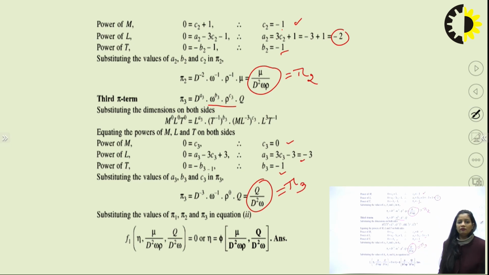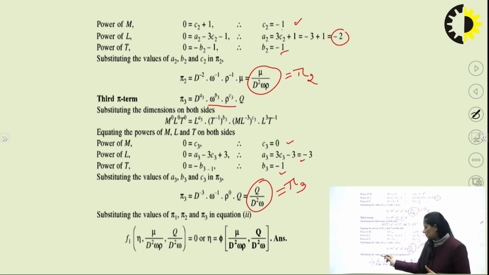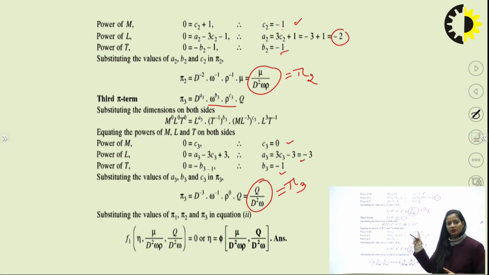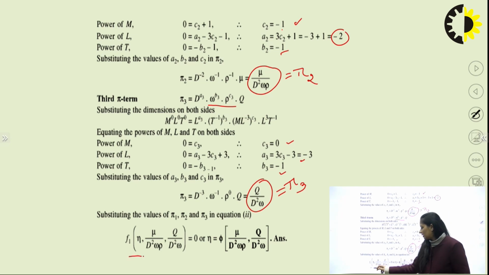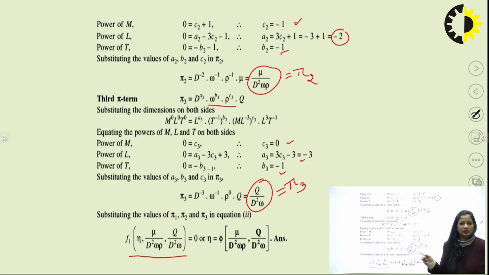Now we need to assemble pi 1, pi 2, pi 3 in particular form. So how can we write? Substituting the values of pi 1, pi 2 and pi 3 in equation 2, you can write it as a function of the first pi term, second pi term and third pi term. Here we have formulated what pi 1, pi 2 and pi 3 are. Just write it and equate it to 0. So this can be your final answer. If you want to extend it, just write eta equal to a function of all the left terms. This will be your final expression, or this will be your final answer.